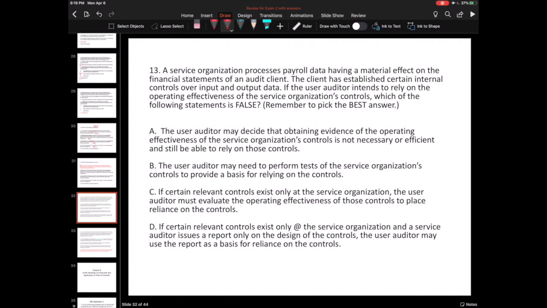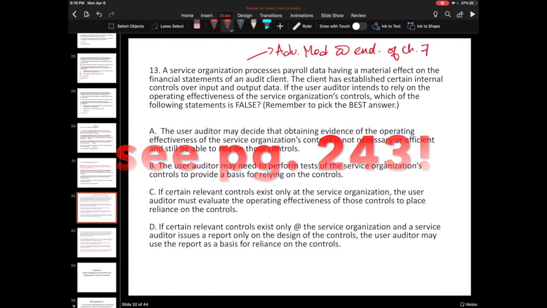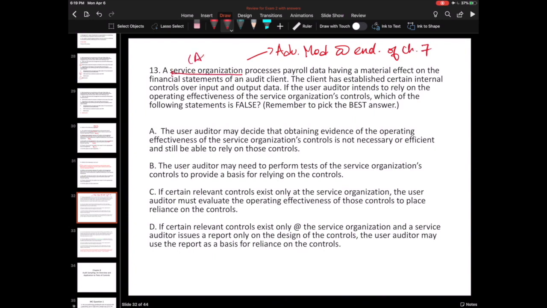I think it's at the end of chapter 6. In terms of where this discussion is in your textbook, I think it's actually an advanced module at the end of chapter 7. Definitely check it out. And remember, service organizations are things like ADP for payroll. So since this is a payroll example, think of them in your mind as you're reading this question.